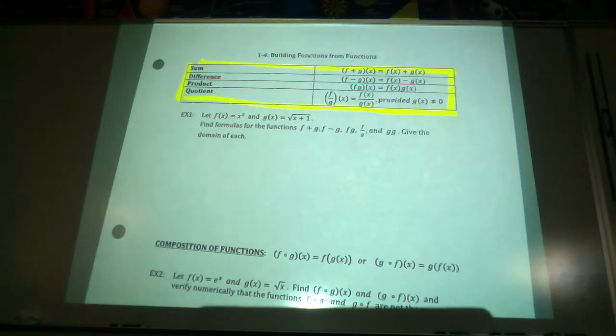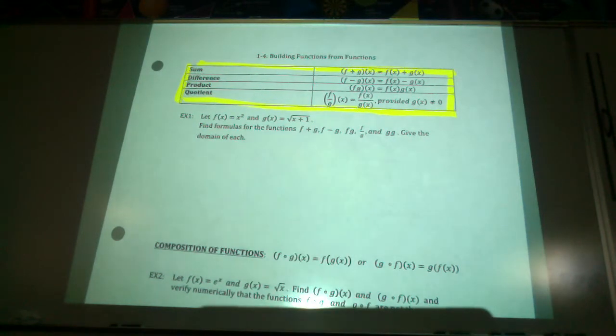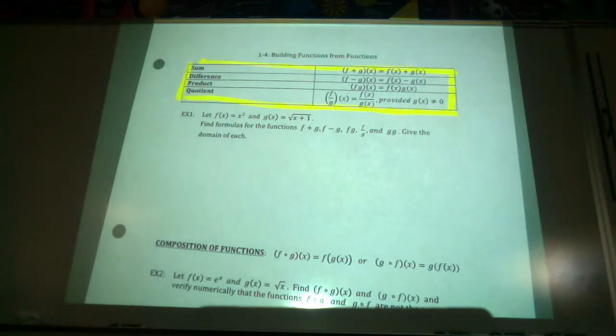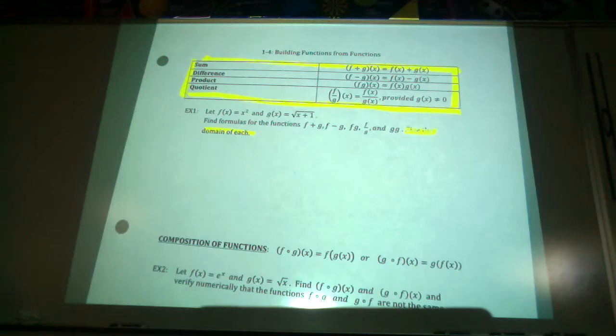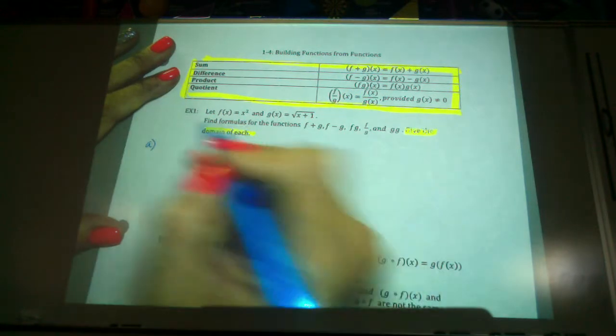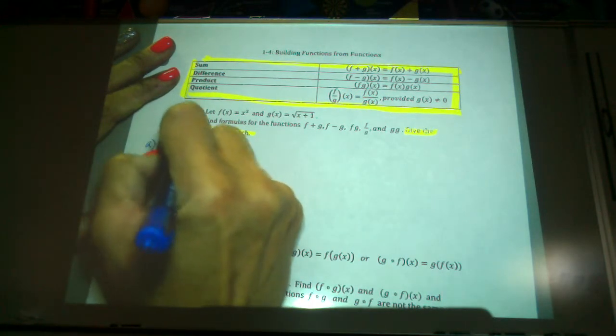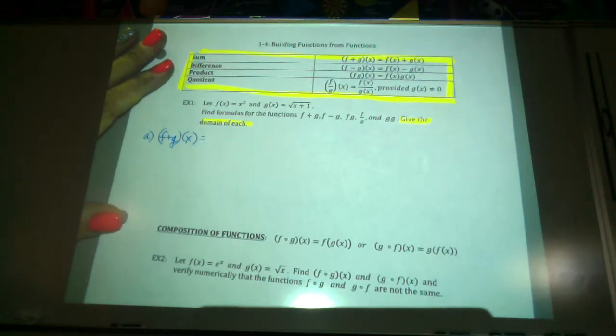So f of x is equal to x squared, and g of x is the square root of x plus 1. So we're going to find f plus g, f minus g, f times g, f divided by g, and g times g. Plus, we have to also make sure you read all the directions. We have to give the domain of each of those. So let's start with f plus g. So for A, I have f plus g, and we put that in parentheses of x. f plus g of x.